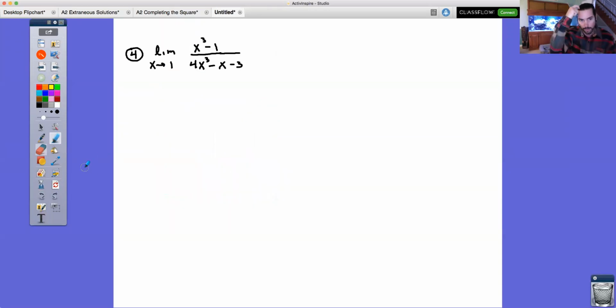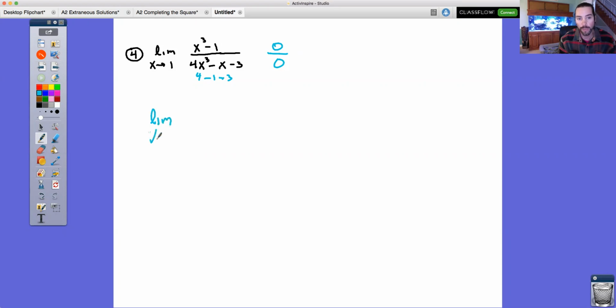Last one. Limit as x goes to 1. Always try to plug in the 1 first. 1 cubed minus 1. 1 cubed is 1, minus 1 is 0. Spoiler alert, the bottom is going to be 0. 4x cubed, okay, 1 cubed is 1 times 4. Minus 1, minus 3. 4 minus 1 is 3, minus 3 is 0. Oh, 0 over 0. That is the indeterminate form. Then the bell needs to go off in your head. Try L'Hopital's rule whenever you have that happen.